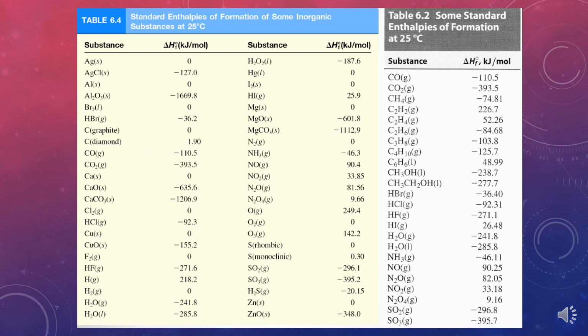This table provides the values of standard enthalpies of formation for substances at 25 degrees Celsius. You can always refer to this table to get the standard enthalpy if the exercises do not provide you with the value. Don't forget that for elements in their most stable form, the value of standard enthalpy is 0.